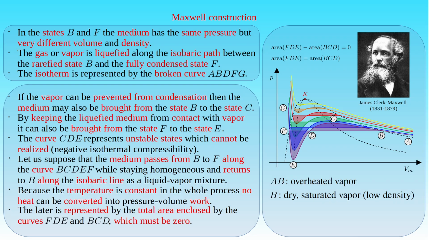The isotherm between the states B and F is the stage of the vapor-liquid phase transition of the medium along the horizontal branch at constant pressure. In the state F, the medium is already completely liquefied and it is called saturated liquid of high density. If we reverse the direction of the evolution of the medium along the isotherm, then F denotes the state where the saturated liquid is at boiling point and is about to vaporize.